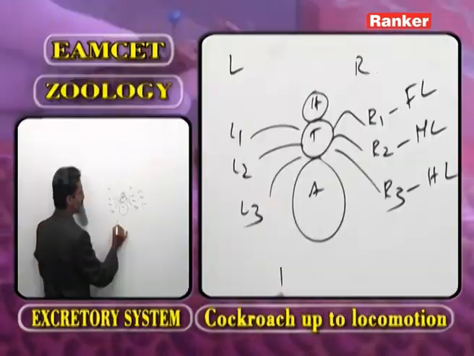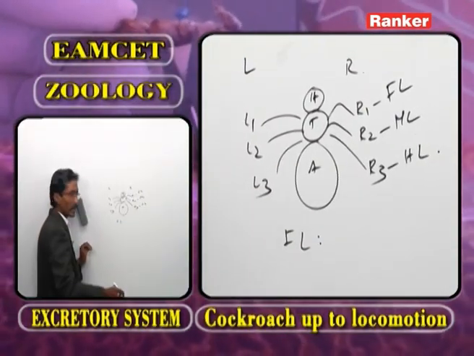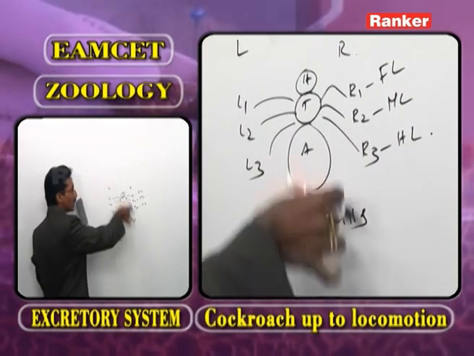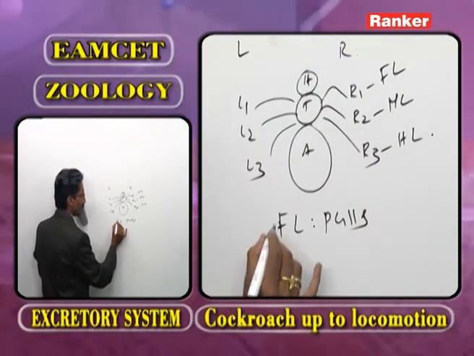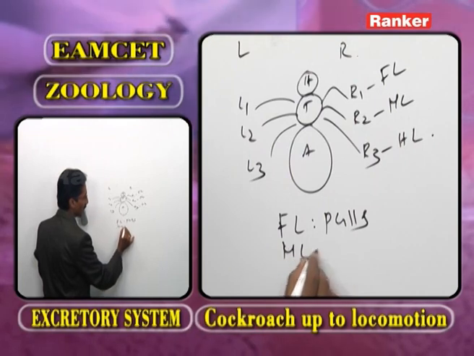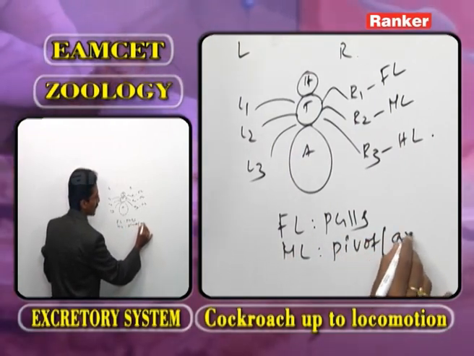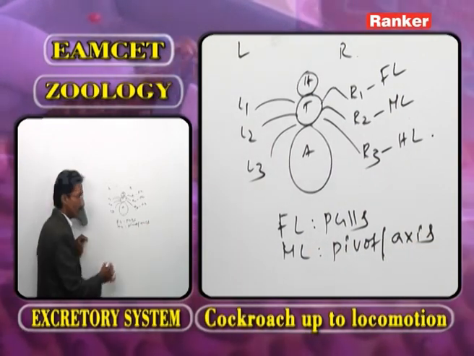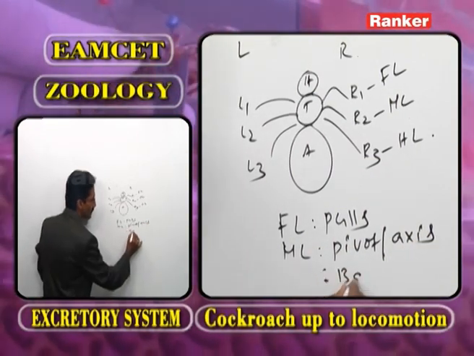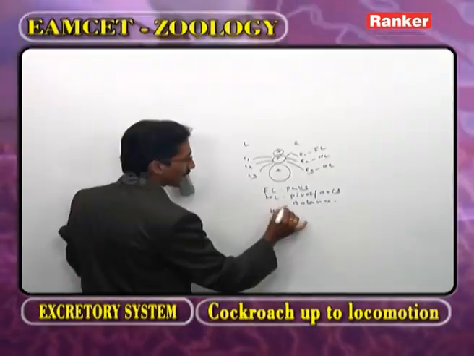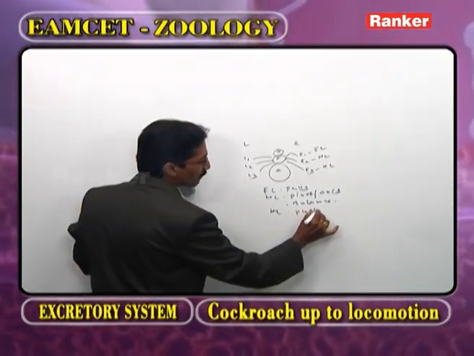Now what is the function of the foreleg? It pulls the body. Now what about the middle leg? The middle leg acts as a pivot. What is the meaning of pivot? Axis. What is the function of the middle leg? It maintains the balance. Now what about the hind leg? It pushes the body.